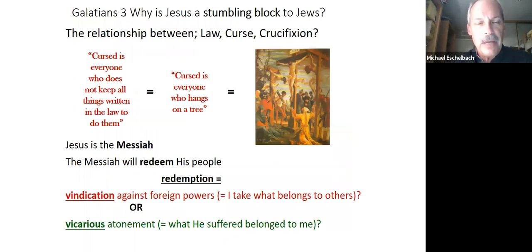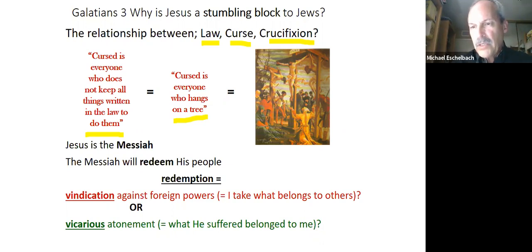This is the last piece about the stumbling block for the Jews. And Carol Ann showed us a little of this last night. So think about the relationship between the law, the curse, and crucifixion. Cursed is everyone who does not keep all the things written in the book of the law to do them. That's what the law says. What does that look like? That looks like dying by crucifixion.